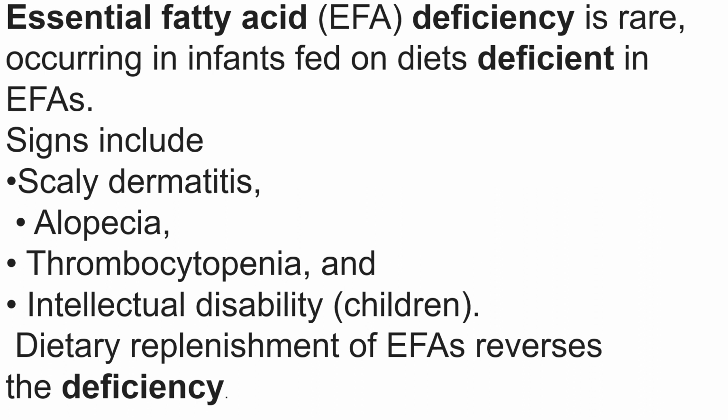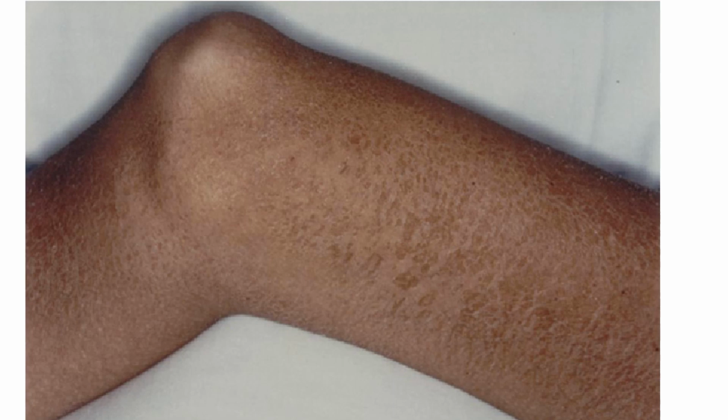Besides this, alopecia. Alopecia means the loss of hair. Thrombocytopenia, when the platelet count is decreased, and it also affects the IQ level of the individual, that is, intellectual disability. Because if you recall, these lipids have a role in the nervous tissues as gangliosides, cerebrosides, and galactocerebrosides. And the good thing is that if we replace the deficient essential fatty acid, the condition can be reversed. This is a picture of a patient suffering from the deficiency of the essential fatty acids, and you can see the scaly dermatitis.